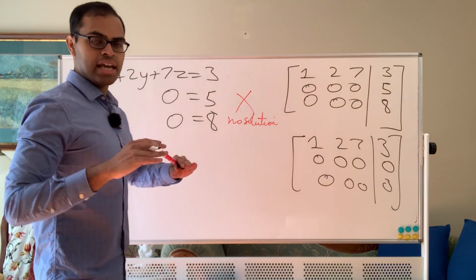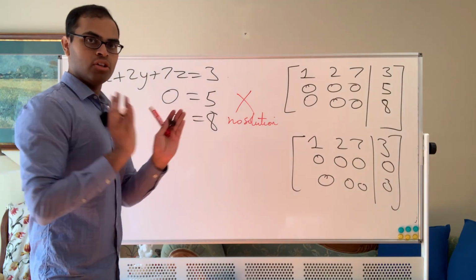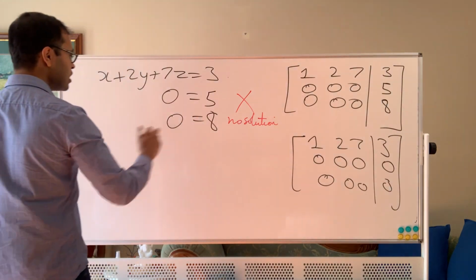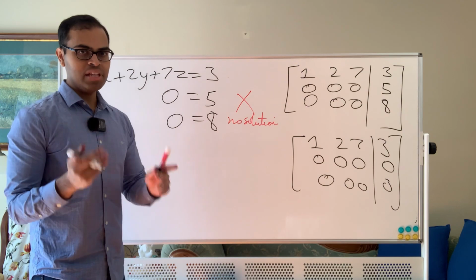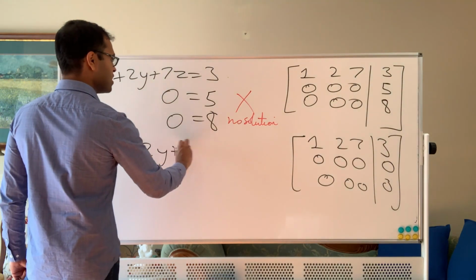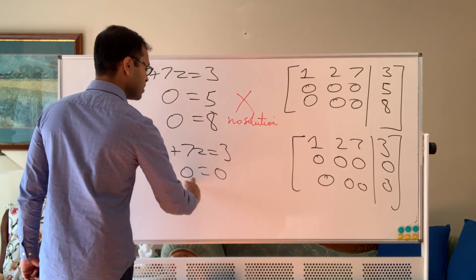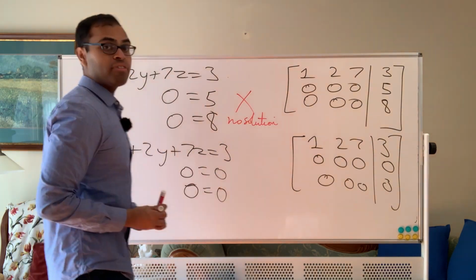Okay, so we've seen the case where we had infinitely many solutions, where the solutions are parametrized by a line. 3 planes intersecting in a line. You can also have 3 planes intersecting in a plane, as I said. Let's have a look at this. You've got x plus 2y plus 7z is equal to 3, just like before. But now you've got 0 equals 0 and 0 equals 0. That's perfectly fine. They're redundant.